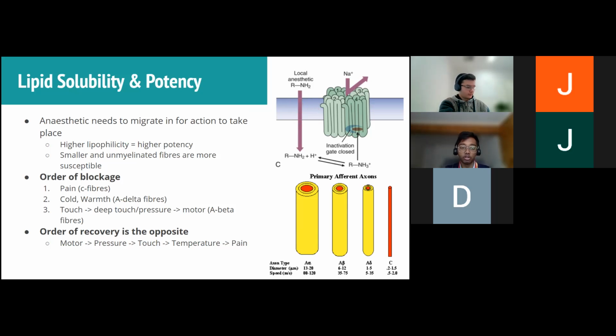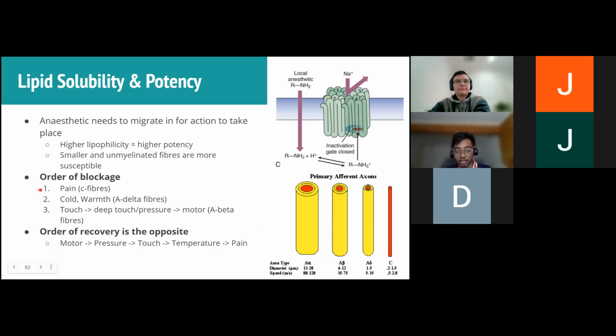And you can think of it on the reverse side. If we have a smaller cell membrane, it's going to be more susceptible to blockage. So smaller and unmyelinated fibers are more susceptible. There are a bunch of different types of nerves and axons in the structure of our nervous system, and if you look at the diagram on the bottom right, we can categorize different axons based on the thickness of the membrane and the myelin sheath. So for example, we have A alpha, A beta, A delta, and then C fibers. C fibers, as you can see, are the most thin, and they also conduct pain.